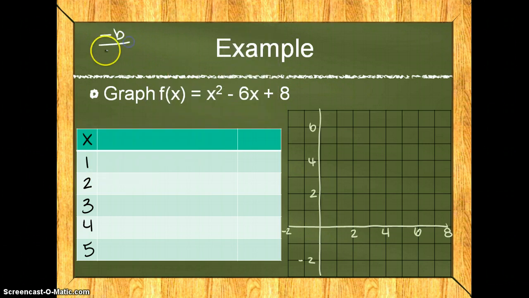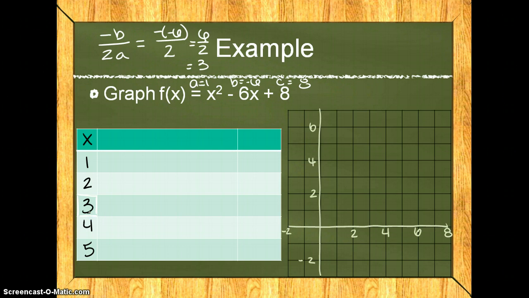Negative b divided by 2a, where a is equal to 1, b is equal to negative 6, and c would be equal to 8. So with that information, we are able to take the negative of negative 6 divided by 2 times 1, which is 2. That would be 6 divided by 2, which is 3. As you'll notice, 3 is the middle number that I have chosen to use for my x values.